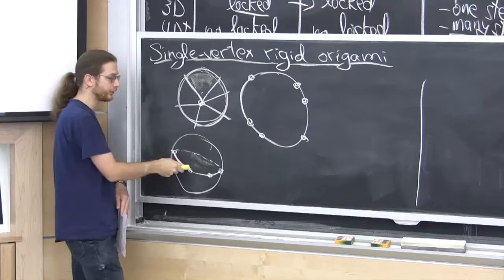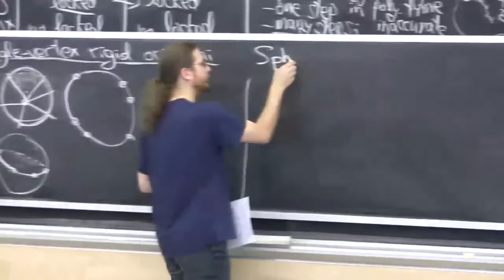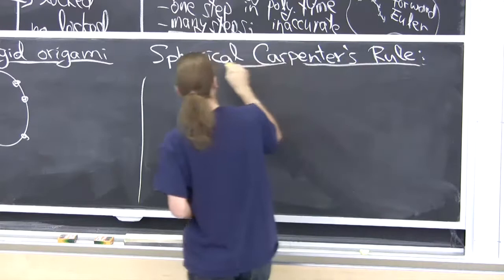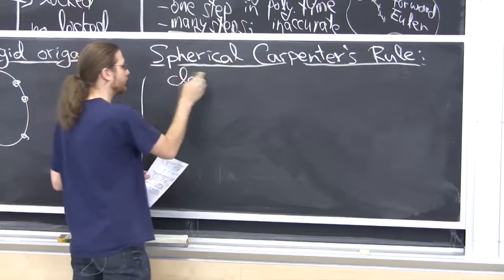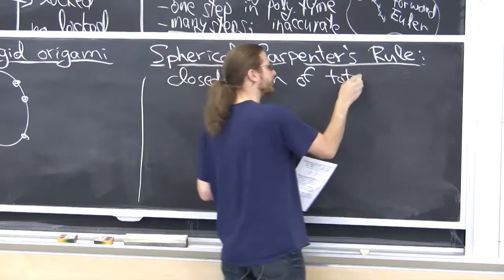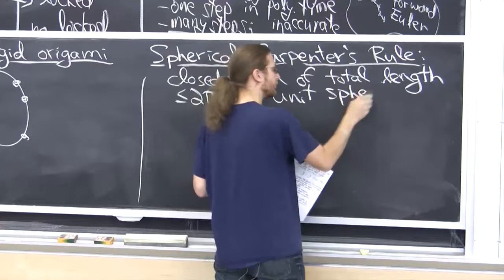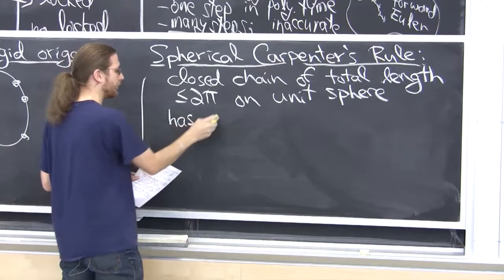And that looks an awful lot like a polygon on a sphere. What we really want is a spherical Carpenter's rule theorem. And there is. This is by Streinu and Whiteley. So if you have a closed chain, a polygon, of total length at most 2 pi on a unit sphere, then you have a connected configuration space.